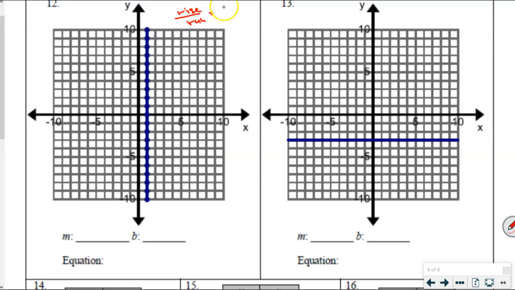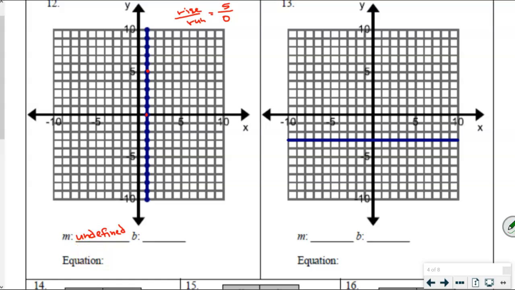Exactly. All rise. So we could say that the rise is 5. Like to go from here to here, we're rising 5, right? What is the run? What happens when we divide by 0? Try again. What happens when we divide by 0? Undefined. So how are we going to write an equation where it's always the slope times x, but the slope is now undefined? We're running into a challenge here, right?